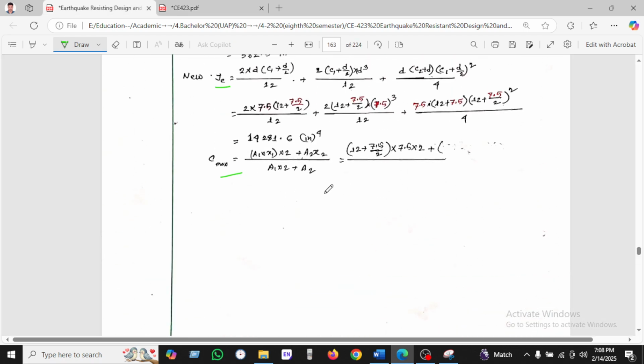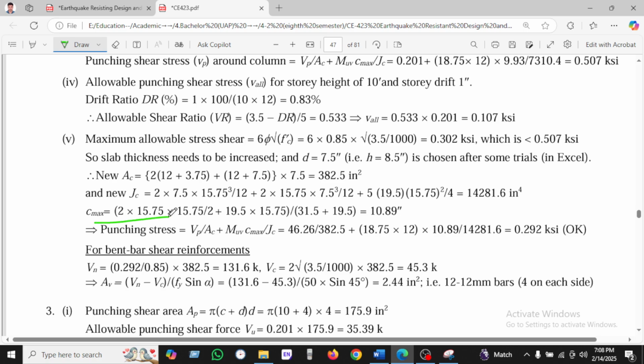So C is calculated here. Now punching stress we can calculate using this formula, and found 0.292, which is okay. Now for bent bar reinforcement we can use 0.209 divided by 5 up to 0.85, and 382, using 382, and found this value, and C will be this value, and AB equal to using this formula and found 2 inch square, which is 12 bar, 4 on each of the side.